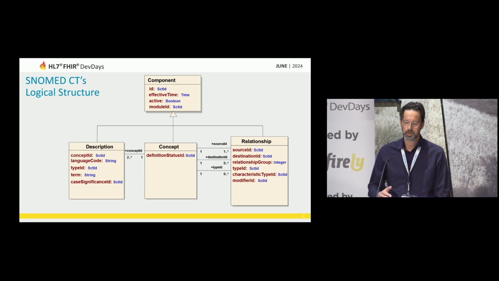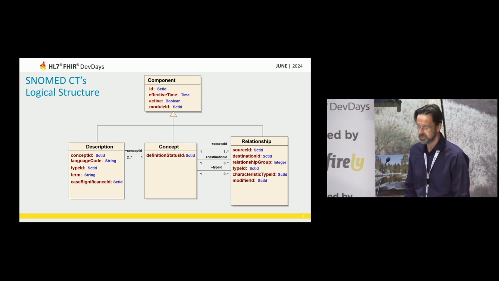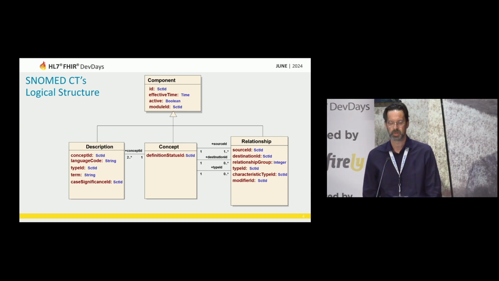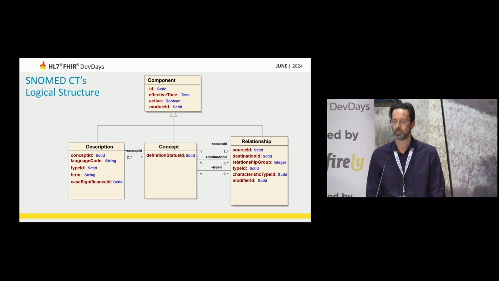Component is an abstract class. The concrete classes are description, concept, and relationship, and there are also ref set members, which we'll come to as well. You might be able to see from the cardinality on this diagram that a concept must have at least 2 descriptions and at least 1 relationship showing what its parent is.